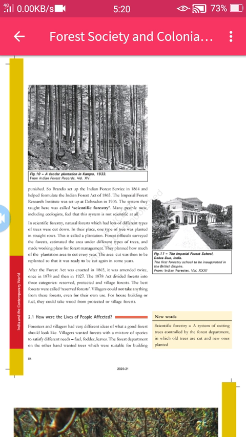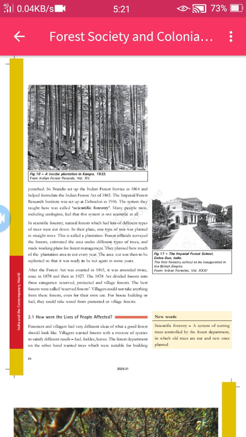The best forest was called reserved forest, where villagers could not take any forest products for their own uses, for housing or for fuel. Some forests were protected because of the precious trees. And in the village forest, they made the surrounding areas, including the housing, part of it.